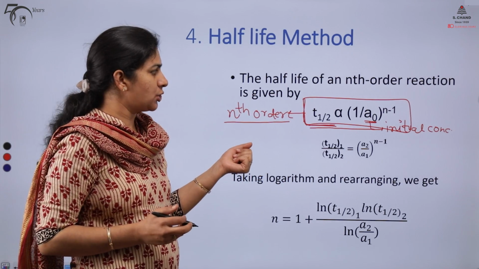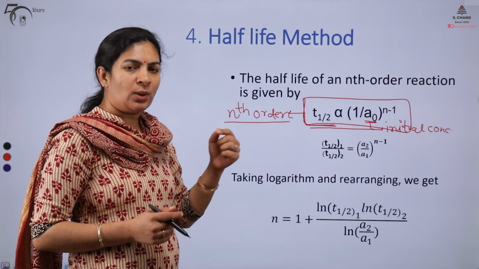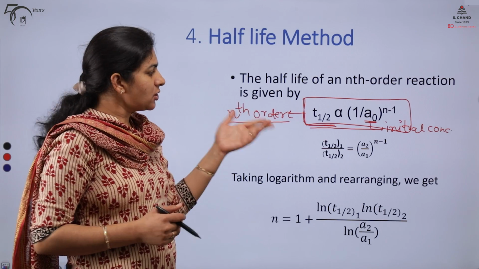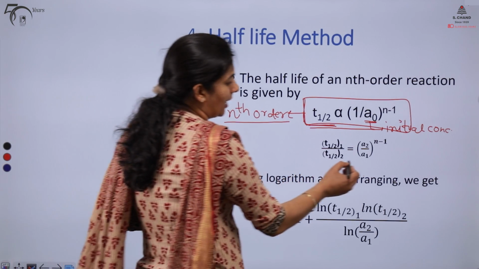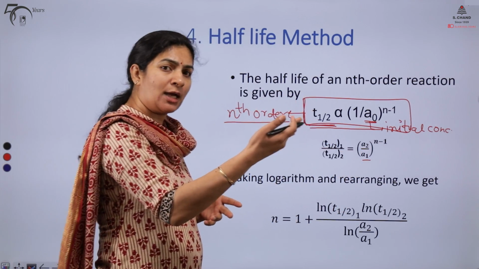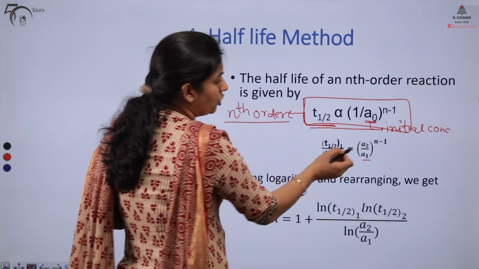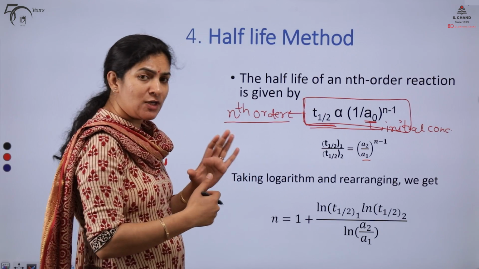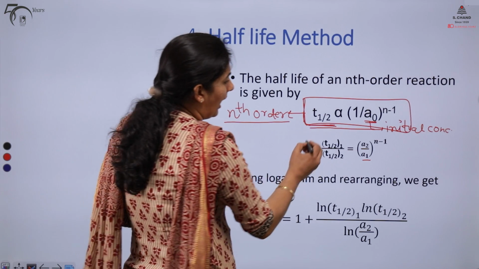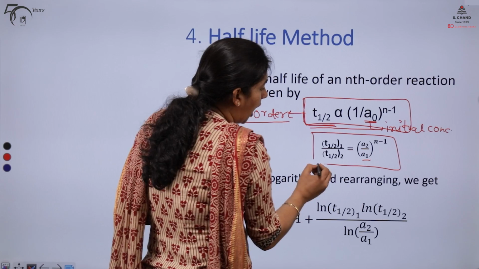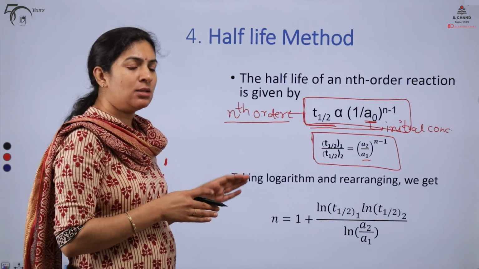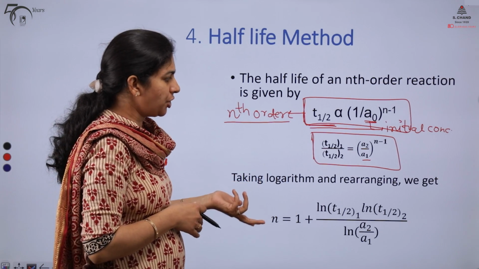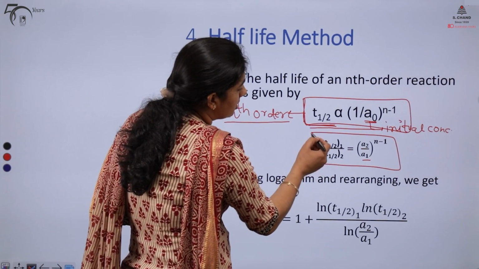different initial concentrations. First, let's say I start with maybe 1 gram of the reactant. In the next set of experiment, let's say I start with 2 grams of the reactant. So it means that in the two successive experiments, I have changed the initial concentration, and note down how much time it requires to come to the half of the initial concentration, and then manipulating this equation.